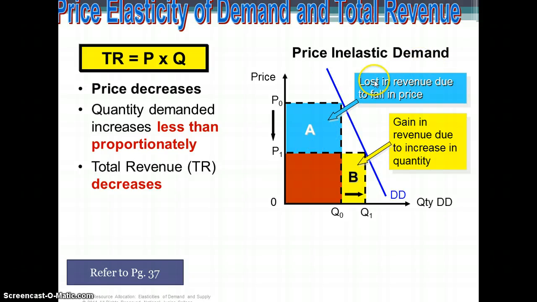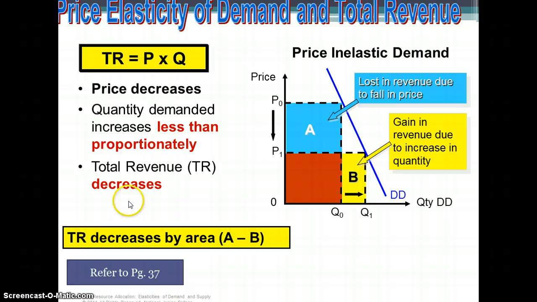Why? Because the loss in the revenue due to the fall in the price is more than the gain in the revenue due to the increase in quantity. You may refer to your lecture notes, page 37, to fill in the blank. The loss in the revenue, let me repeat myself again: the loss in the revenue due to the fall in the price is more than the gain in the revenue due to the increase in quantity. Therefore, total revenue decreases.